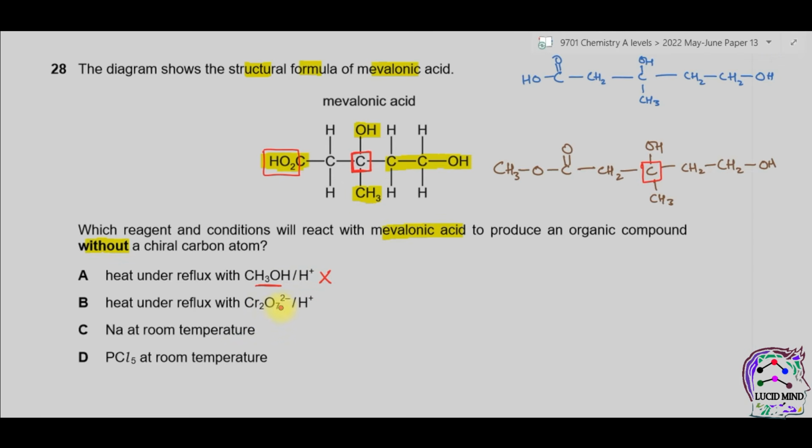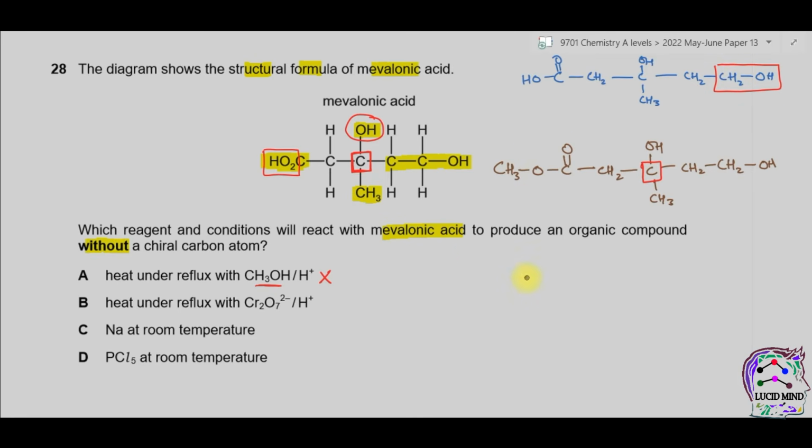So what does dichromate do? It oxidizes the compound. So in this one we have tertiary alcohol. Tertiary alcohol is not oxidized further, but primary alcohol is oxidized. So this CH2OH, it is primary alcohol, it can be oxidized to carboxylic acid. Then after oxidation the structure will be like this.